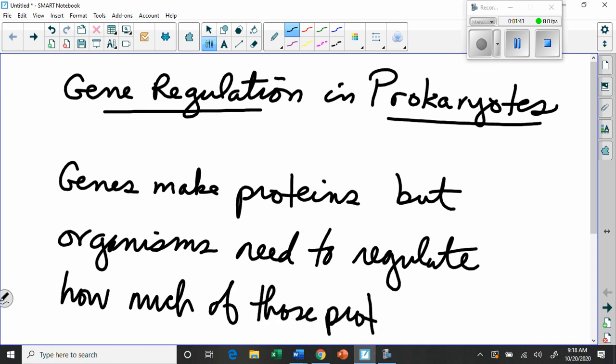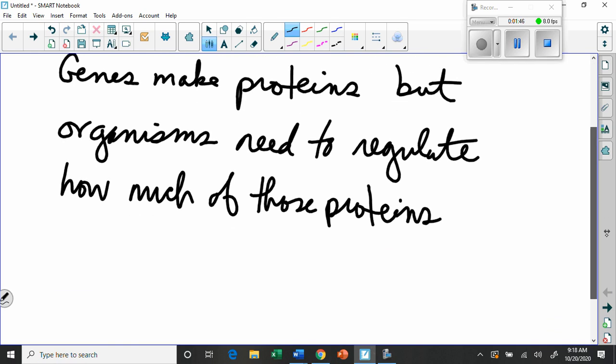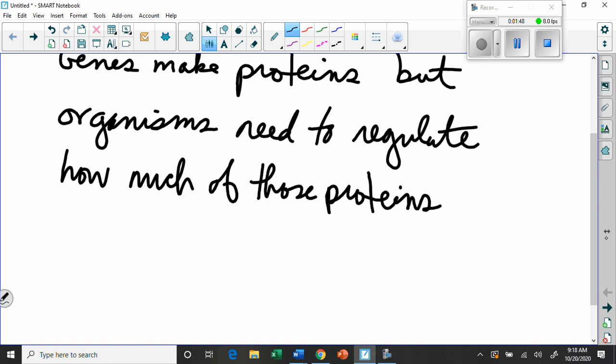When the proteins they need get low, you need to be able to turn on the gene and crank out some more. But if you have lots of them, then you need to be able to say, hold on, gene, stop making protein. We don't need it. So they have available.